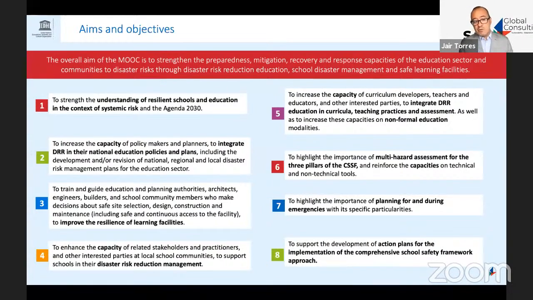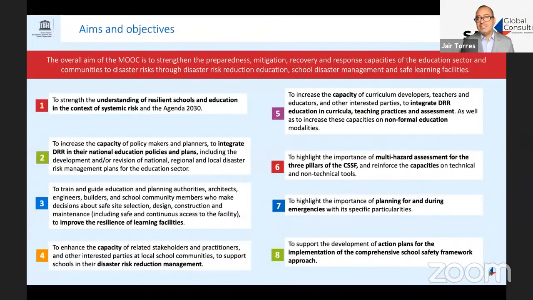Then the third objective is to improve the resilience of learning facilities. So it's trying to understand why the science behind school safety is important. Why it's important to have good buildings, good regulation, to understand what the hazards are that affect the school. So are my school and my education system exposed, in order to improve the resilience of those learning facilities. Why maintenance is important, how we can involve the community in securing learning facilities, and how there can be audits of these learning facilities. The fourth objective is to enhance the capacity for disaster risk reduction management.